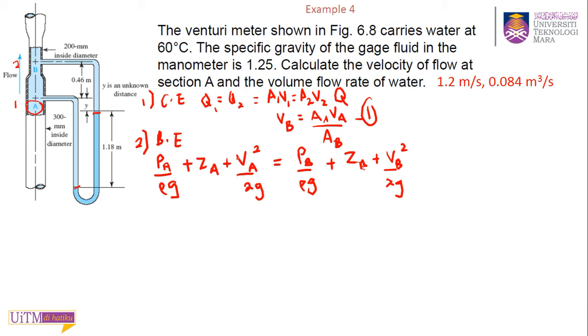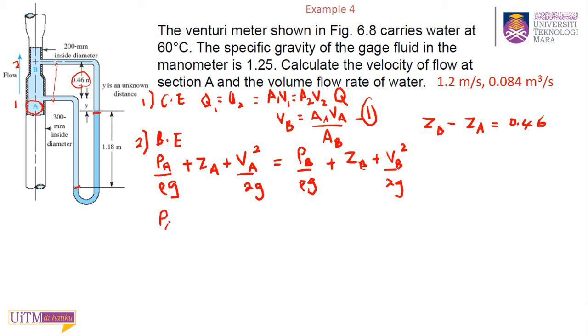But you know that ZA and ZB, so the difference between ZB and ZA is 0.46. Alright? So this information that you know, that ZB minus ZA equal to 0.46 meter.